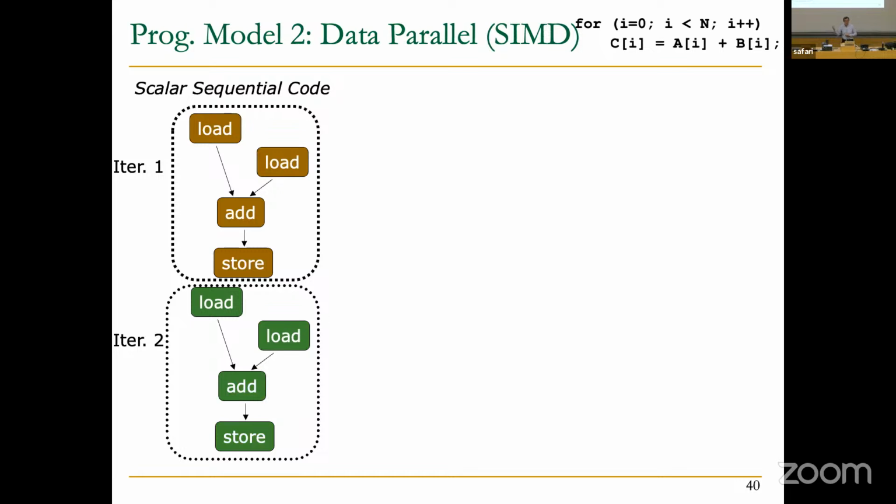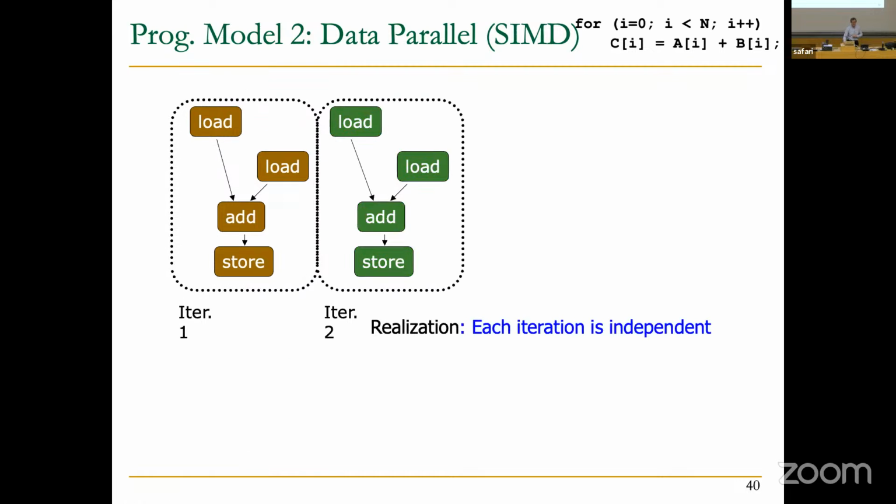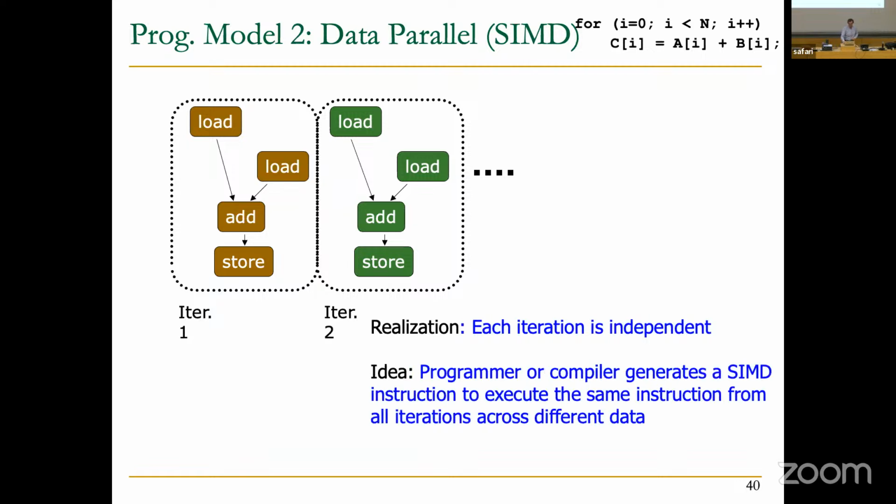Let's take a look at SIMD. We've also seen SIMD. We know that these iterations are independent of each other. So we can actually vectorize them or create SIMD instructions. You put a bunch of iterations together, limited by the vector length in the end. Either the programmer or the compiler generates a SIMD instruction to execute the same instruction from all iterations across different data. Basically, this is a SIMD instruction, right? You realize iterations are independent. These loads can be executed in parallel, and a single load instruction can express a vector instruction.